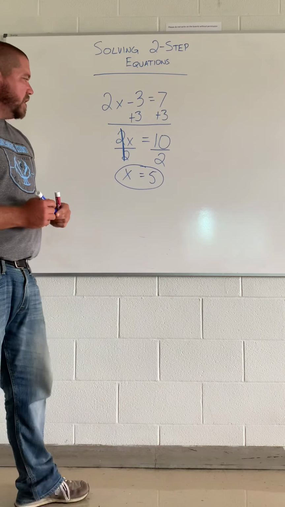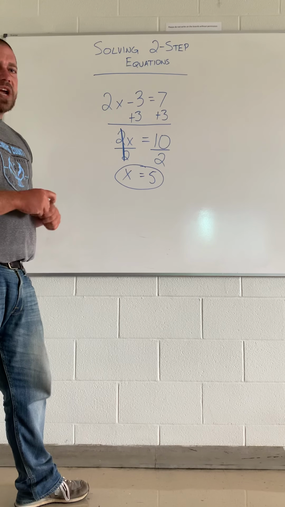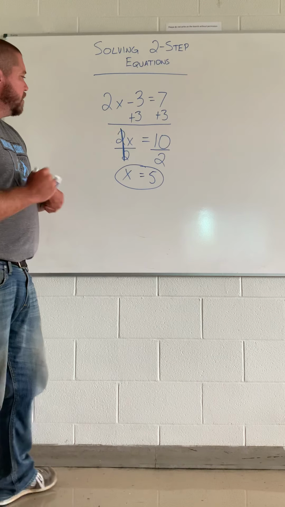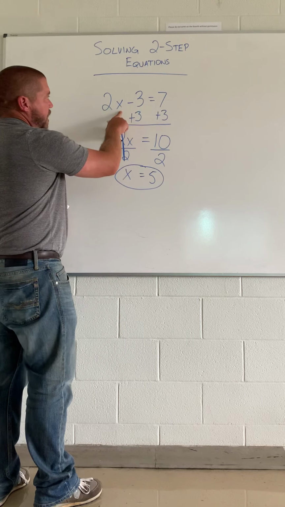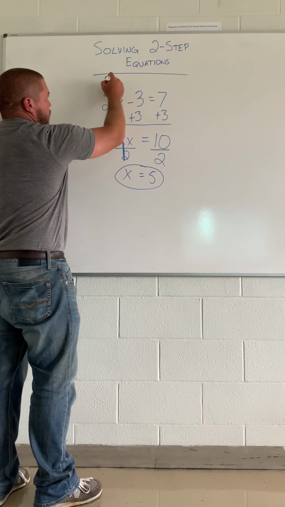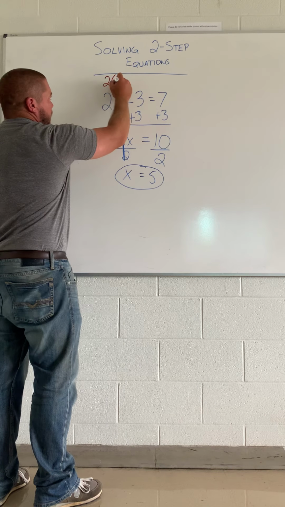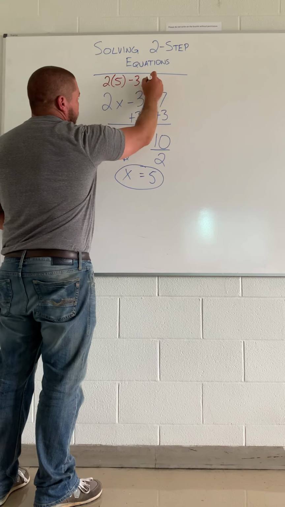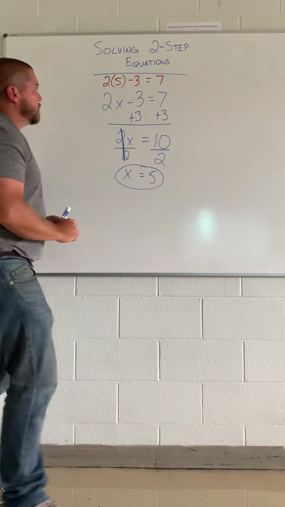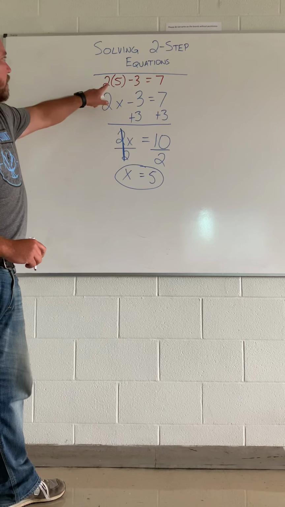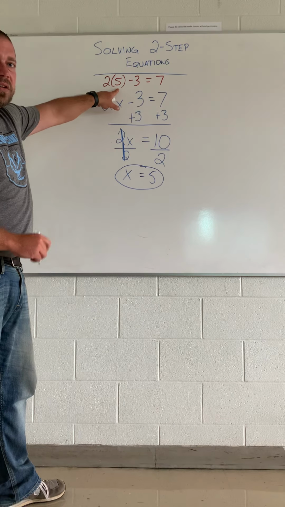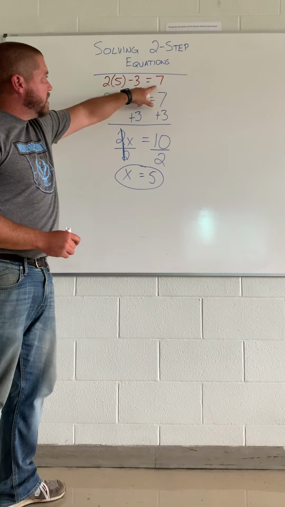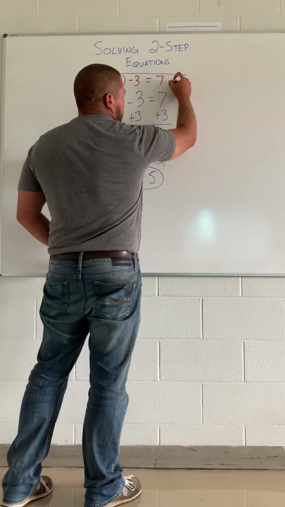And just like with any other problem, I want to go back in and check to make sure that worked. So I'm going to plug 5 back in for x. So I get 2 times 5 minus 3 equals 7. So if I do the math, 2 times 5 is 10. 10 minus 3 is 7. That works.